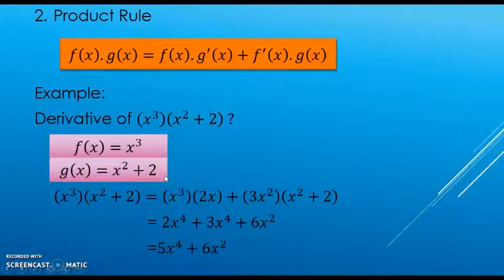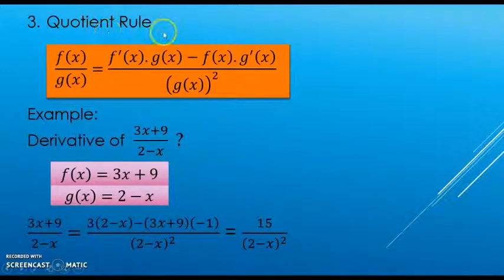So let's apply the formula of the product rule to the equation. The fx is x power of 3 times the derivative of gx, which is 2x, plus the derivative of fx, which is 3 times x power of 2, times x squared plus 2. So we get 5 times x power of 4 plus 6 times x power of 2.